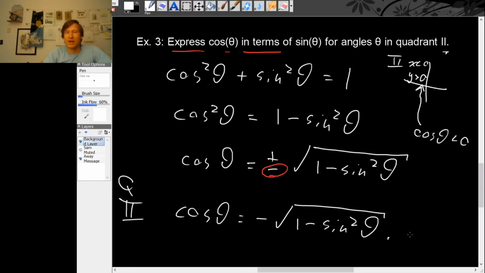All right. Notice that because we had to take a square root to express cosine in terms of sine, this identity actually isn't true for all values of theta anymore, but it is true for all values of theta in a certain range, any value for theta that happens to put you in the second quadrant.